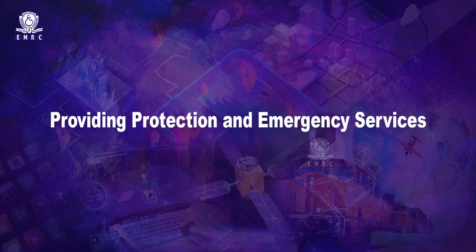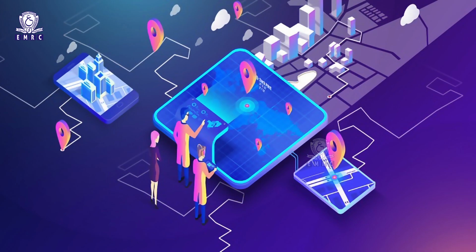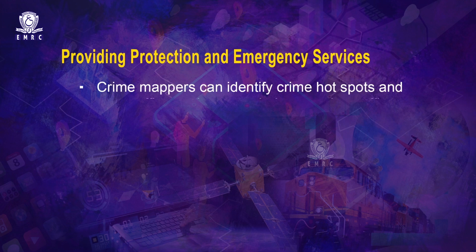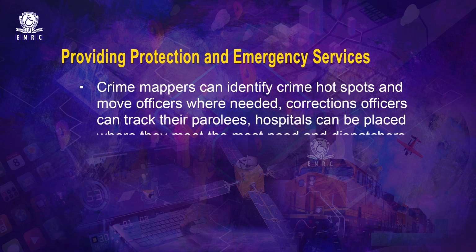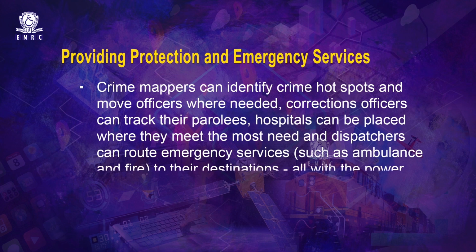Providing protection and emergency services. Police, human services, and emergency services are beginning to use GIS. Crime mappers can identify crime hotspots and move officers where needed. Correction officers can track their parolees. Hospitals can be placed where they meet the most need, and dispatchers can route emergency services such as ambulance and fire to their destination, all with the power of GIS.